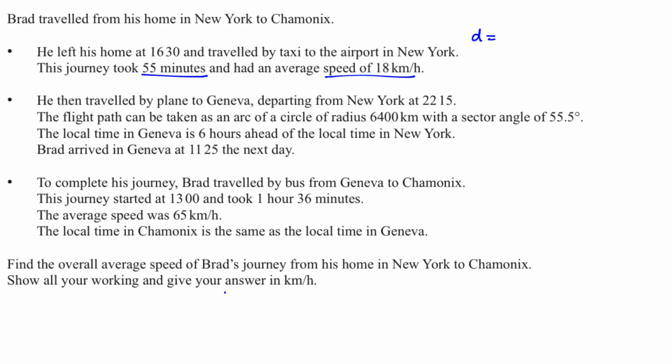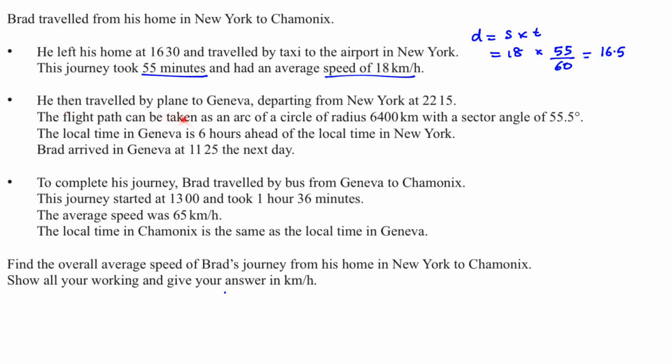Distance is equal to speed multiplied by time. Speed is 18 km per hour and you have 55 minutes. Because it is per hour, we have to change it to hours. So we will divide the minutes by 60 and we'll get 16.5. So the first part of the question is over. The second one.